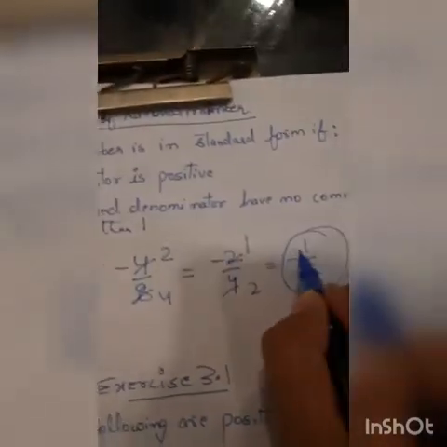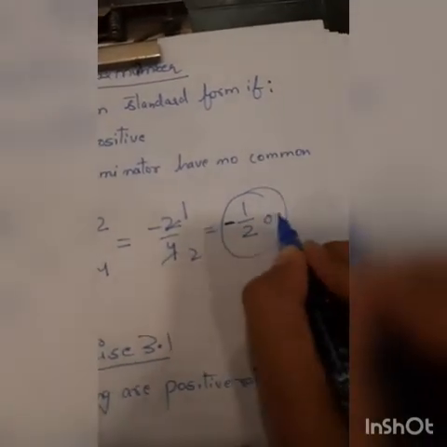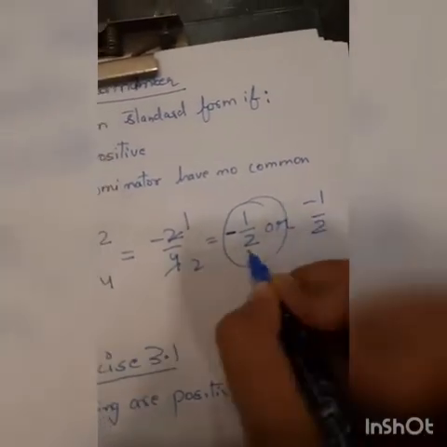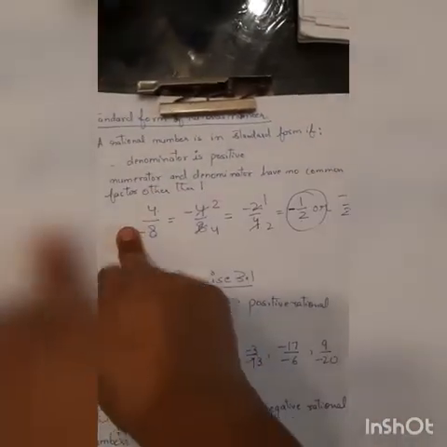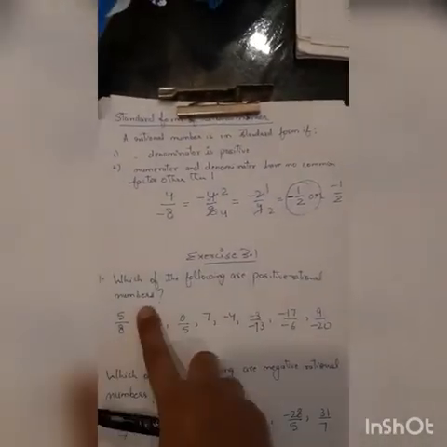Whenever we have a minus sign in the numerator, we can also put it in the middle like this, or I can also write it as -1/2. Both are the same. So this is a rational number in its standard form. This is a rational number, but it was not in its standard form. Now exercise 3.1, students. Here they are asking which of the following are positive rational numbers.